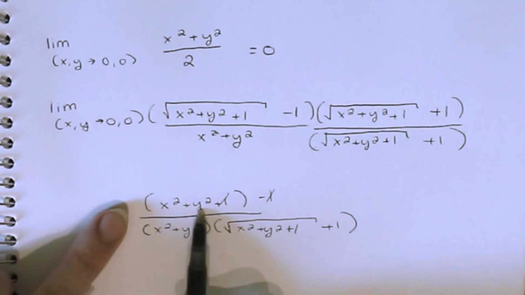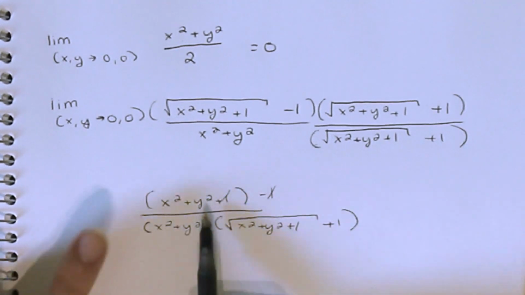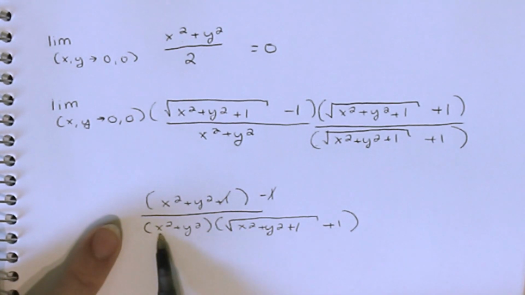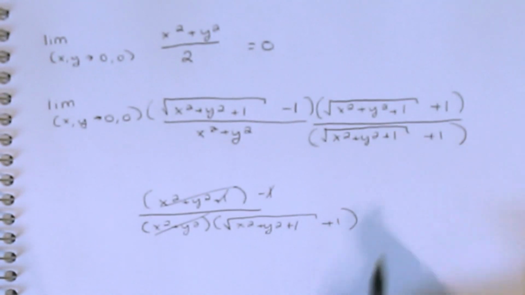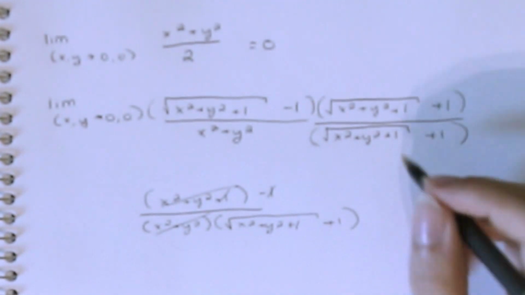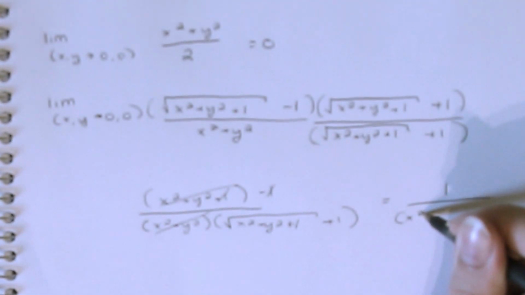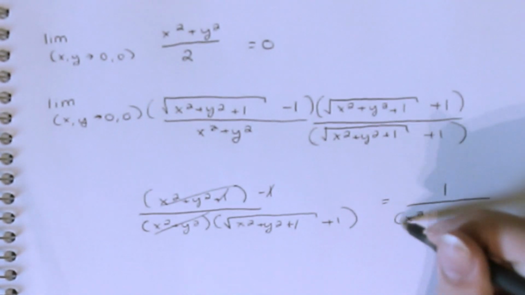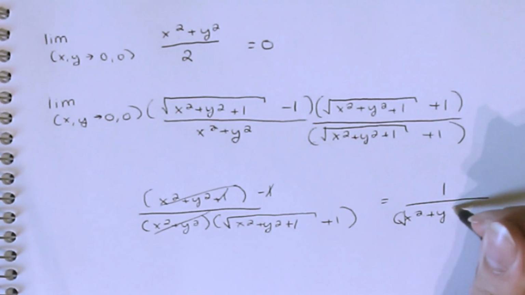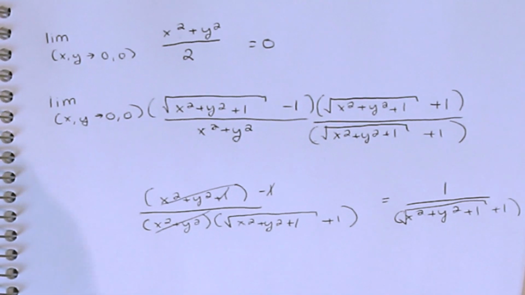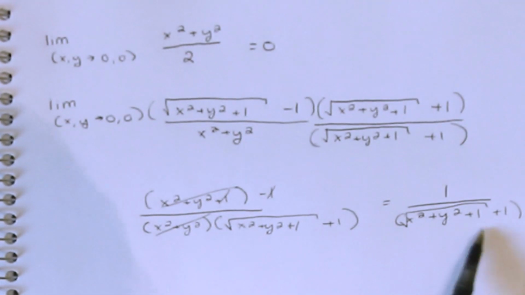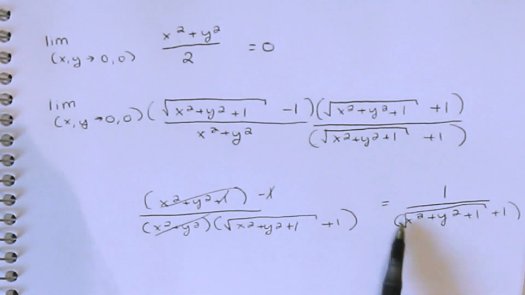So we have x squared plus y squared, we don't have these ones anymore, and we have an x squared plus y squared over here. We can cancel these out, and we're left with 1 over this big mess. Well, now, let me just write that out one more time. Square root of x squared plus y squared plus 1, and we have a plus 1 at the end too. Now, in this form, let's try plugging in 0, 0 again.